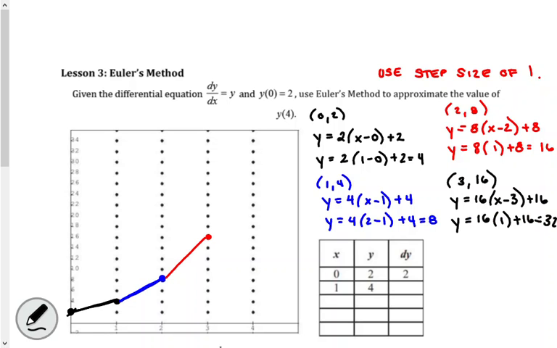And then you get 32 for the tangent. Okay, any questions on what just happened here?